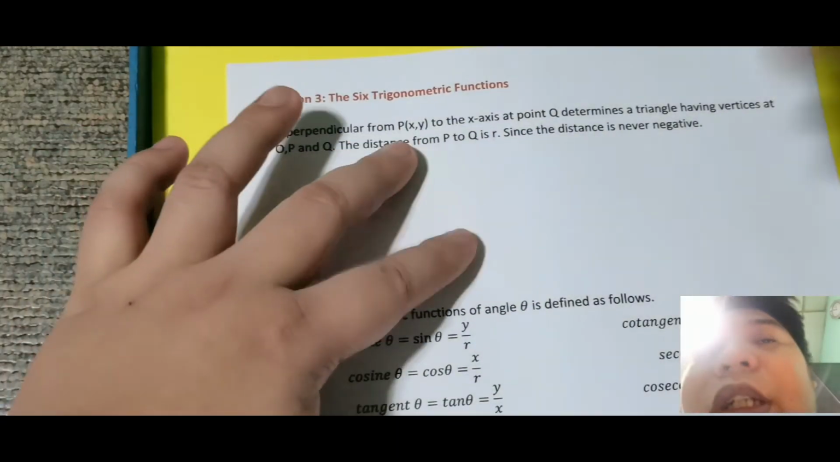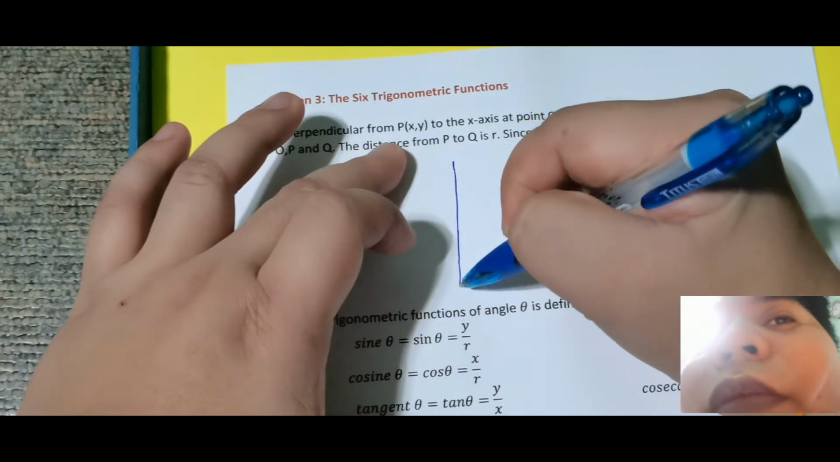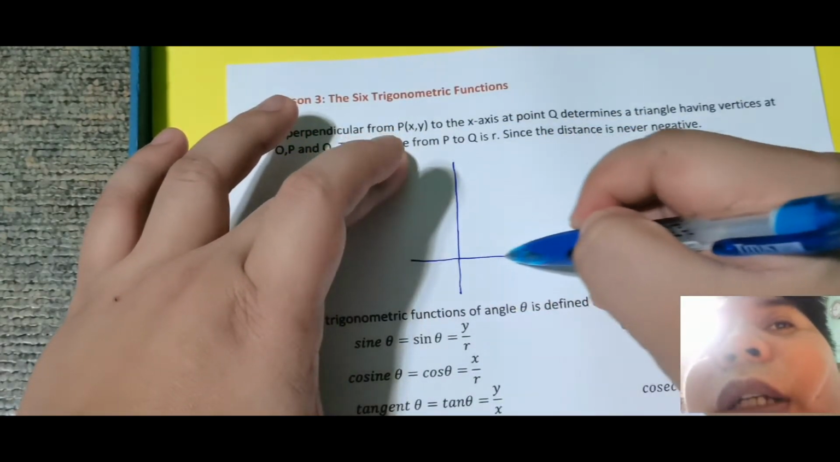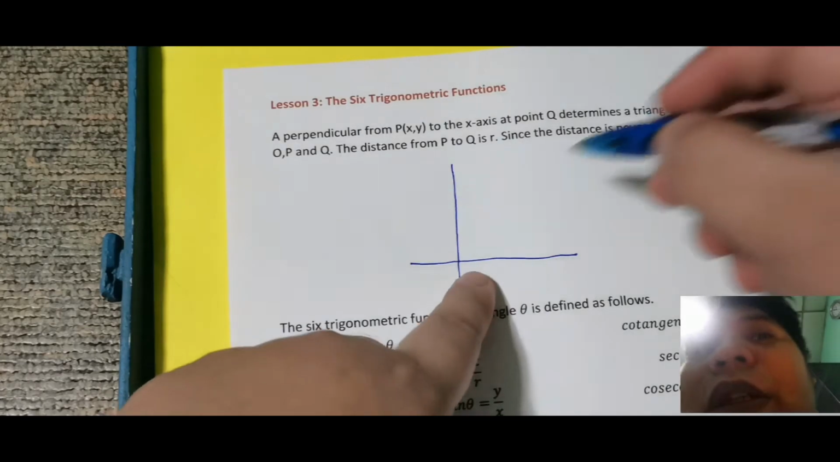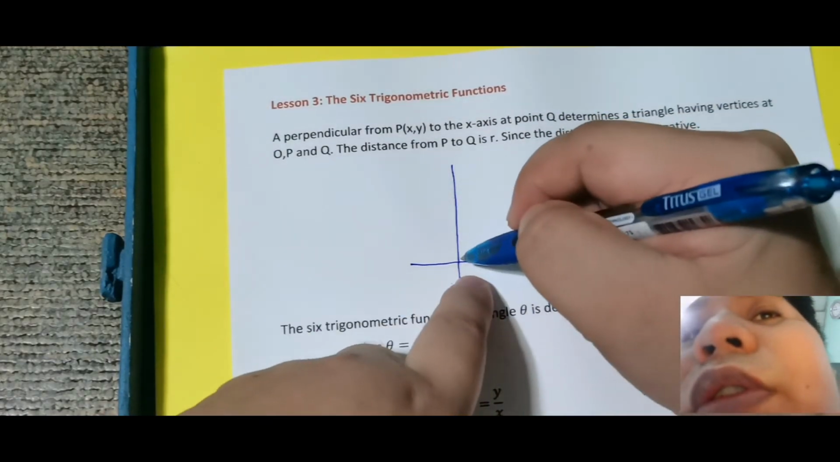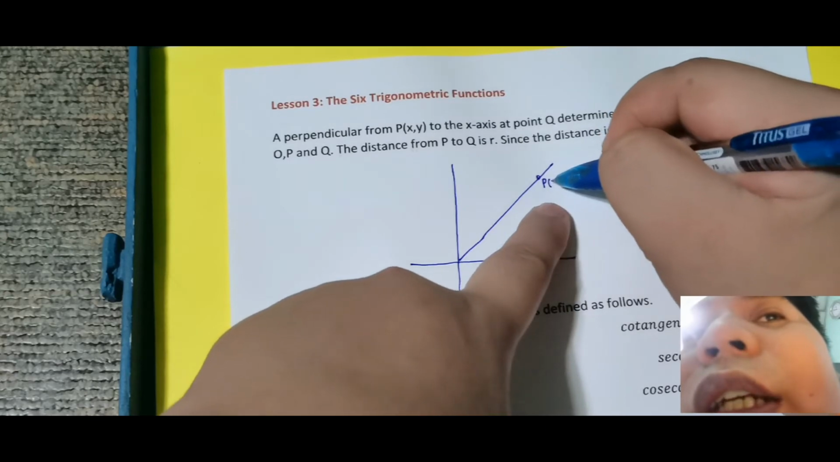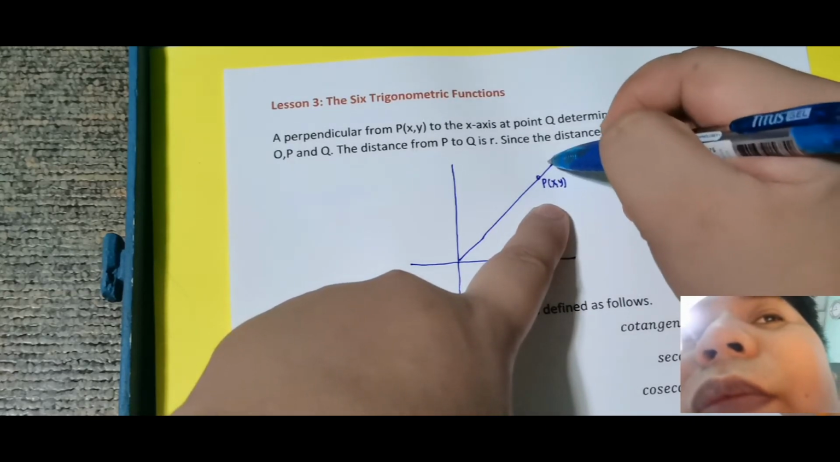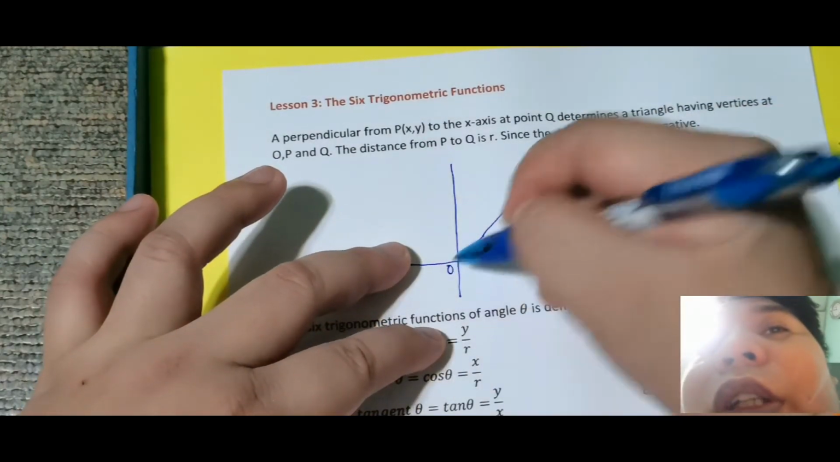So let's say ito yung ating Cartesian plane. I-set ko siya konti dito sa baba. So a point, the perpendicular to P x comma y. Let's say meron akong point dito. Gumawa ako ng ray. Ito si point P, that is x comma y. Okay, next, ito yung O kasi ito yung origin.